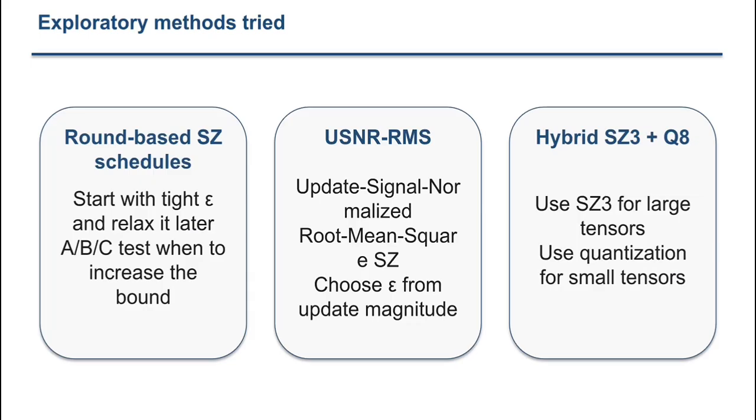First, round-based SC schedules. These start with a tight error bound and relax it later during training, as the model learns more at the beginning of the training process and in later epochs it plateaus, so we can compress more aggressively there. Second is USNR-RMS, which chooses the SC error bound from the magnitude of the local update. Third, a hybrid method where SC3 is used for larger tensors and 8-bit quantization for smaller tensors. These methods helped explore the design space, but they did not clearly improve over the main baselines.